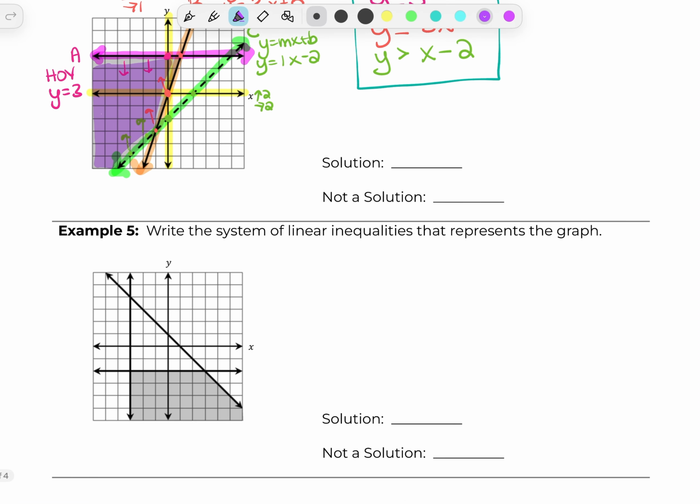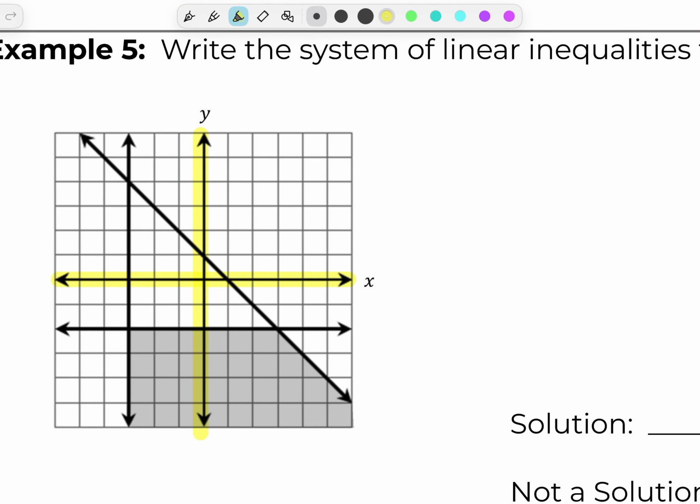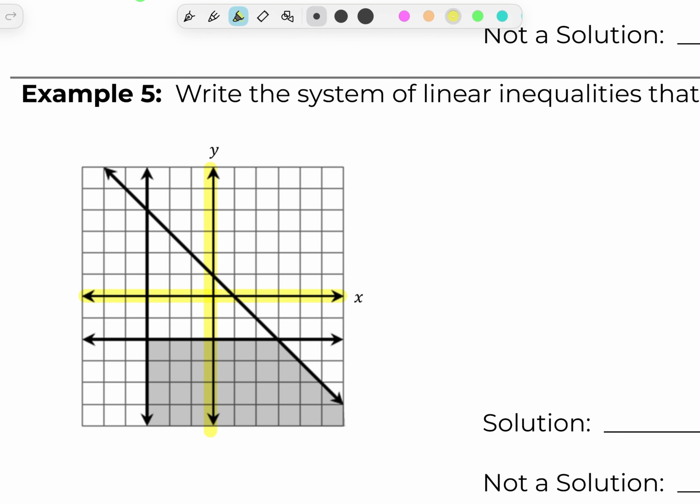All right, for the last example of this, same thing. Make sure that you identify your x and y axes and do not include them. So we do have 3 other lines present in this graph. Let's go ahead and color code those. I've got a vertical. I have a horizontal. Let me do a different color. Those are very similar. And I have a diagonal.